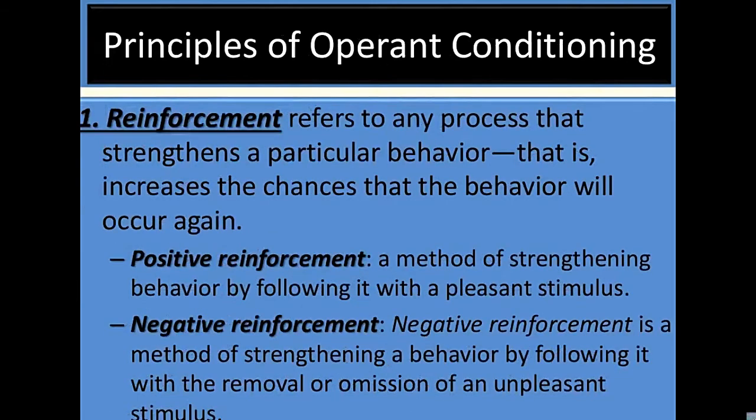The principles of operant conditioning. Number 1, reinforcement refers to any process that strengthens a particular behavior, that is, increases the chances that the behavior will occur again. Positive reinforcement is a method of strengthening behavior by following it with a pleasant stimulus. Negative reinforcement is a method of strengthening a behavior by following it with the removal or omission of an unpleasant stimulus.